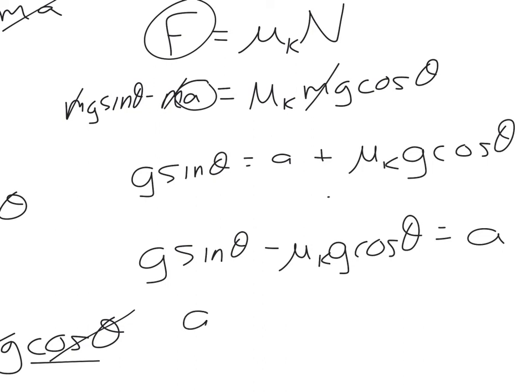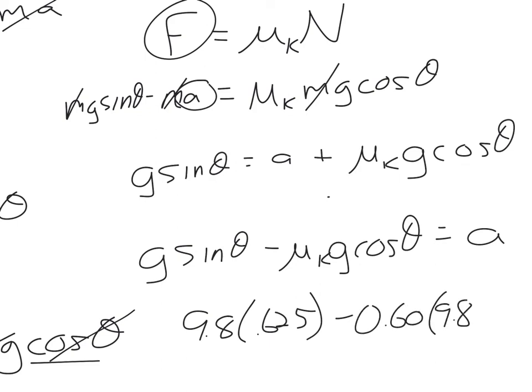So g is 9.8. And then I need the sine of 39. So let's do sine of 39, and I'm going to get 0.625, minus the new mu k, which is 0.60, times 9.8. I'm not putting units in right now, but notice that g is in meters per second squared. Mu does not have units, sine does not have units, so we will get everything in meters per second squared. So the last thing I need is cosine of 39, and I will get 0.78.